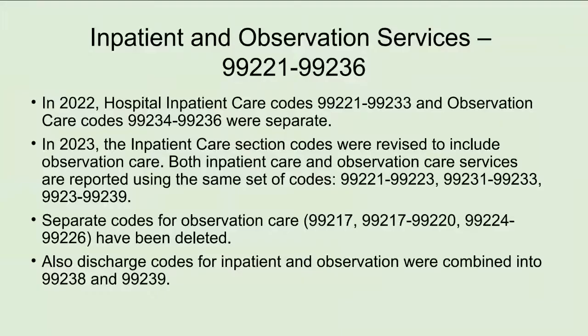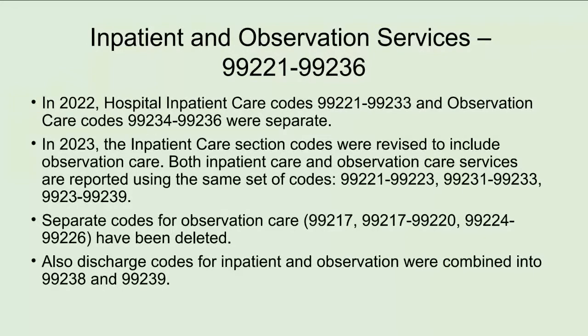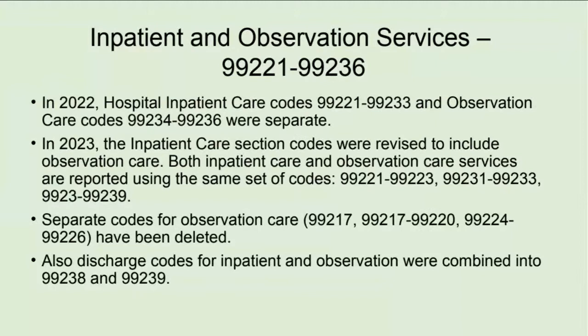Let's start with the changes to inpatient observation care codes. This is big. In 2022, hospital inpatient care codes were 99221 to 99233. Observation care codes were 99234 to 99236, separate sections. In 2023, these were combined. Both inpatient care and observation care services are reported using the same set of codes. The separate codes for observation care have been deleted. And also the discharge codes for inpatient observation were combined into 99238, 99239. So these are now one set of codes instead of two separate ones.